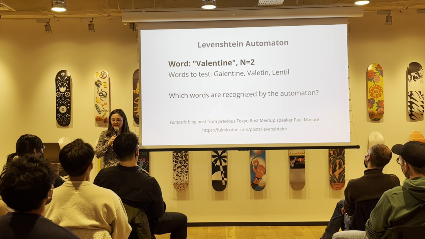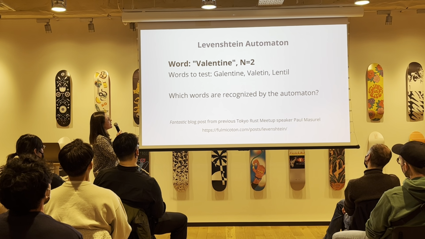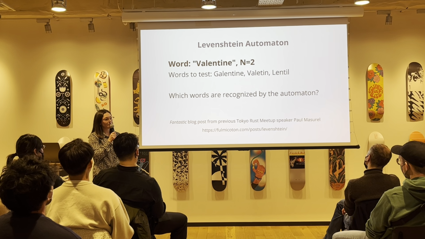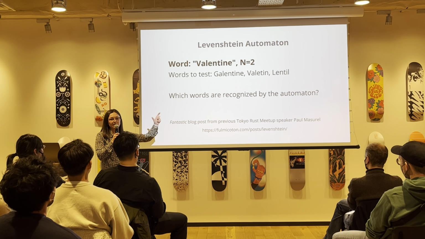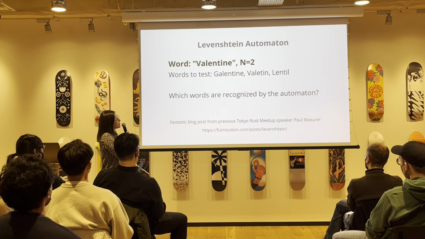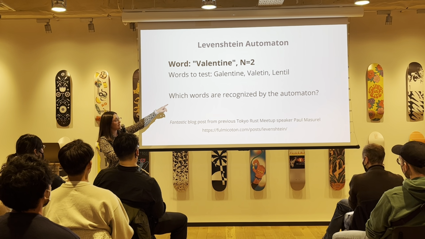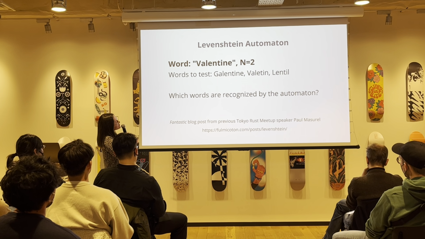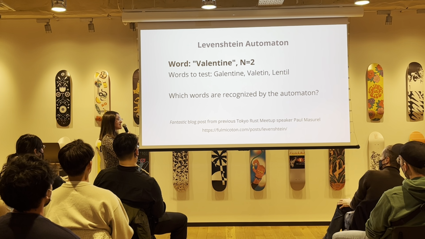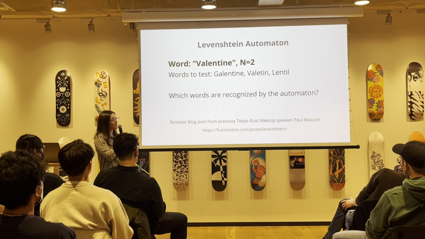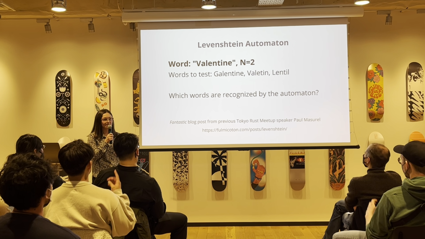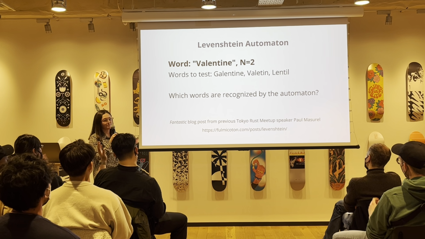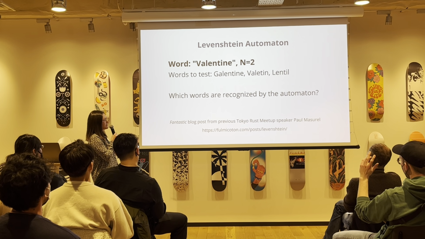So, keeping with this example here, we've got a Levenshtein automaton for Valentine. So it's only going to consider words that are within a distance of n equals 2. Which of these words here would actually be recognized by this automaton, if any? So we've got galantine, valentine, and lentil. Who votes for galantine? Recognized. Okay. Who votes for valentine? Slightly fewer hands, mostly. Okay.